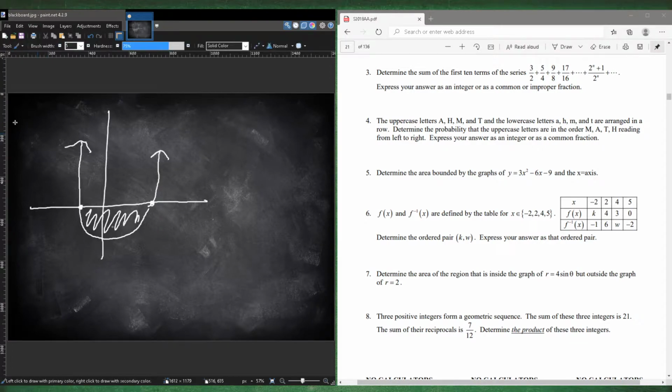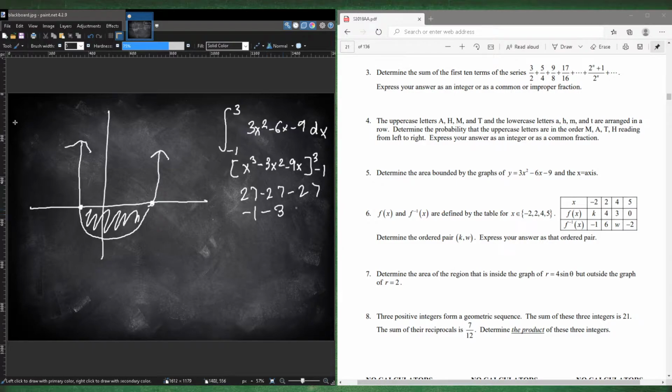So what we have to do to get this area, we're going to use something in calculus called an integral, and we're going to go from negative 1 to 3, because that's what our x-intercepts were. So the integral of 3x squared minus 6x minus 9, with respect to x, so it's dx. So integrate this, which is x to the power 3 minus 3x squared minus 9x. And then we plug in 3 and negative 1. Plug in 3 here, that's 27 minus 27 minus 27. Plug in negative 1 here, so that's negative 1 minus 3 plus 9.